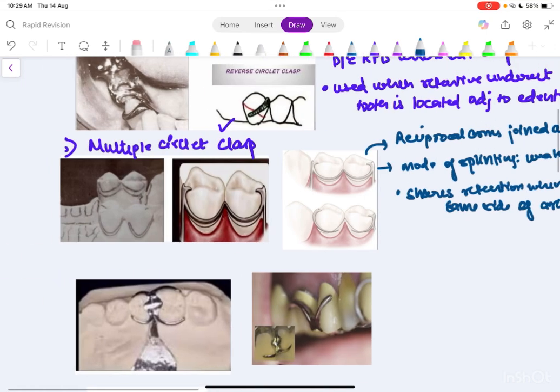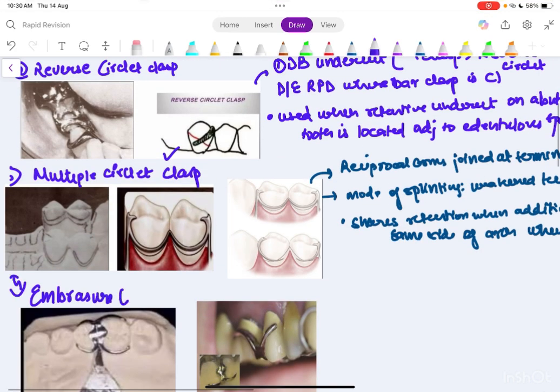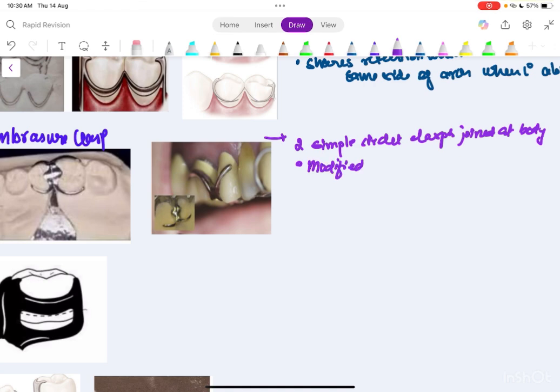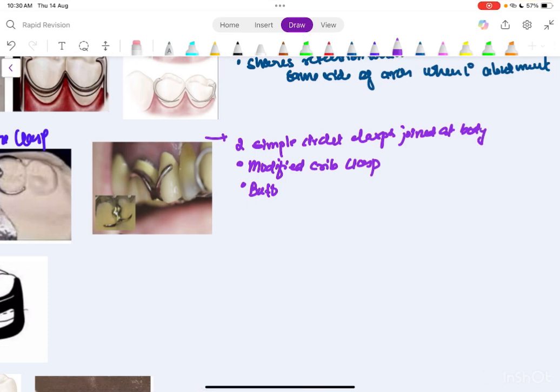Now let's look at the next one, you can see it is engaging the embrasure. So this is an embrasure clasp. So this is our fourth, embrasure clasp. Now embrasure clasp, basically they are two simple circlet clasps joined at the body. It is also called as modified crib clasp. It is also called as butterfly clasp. Now this is indicated for class 2 and 3 without modification spaces.